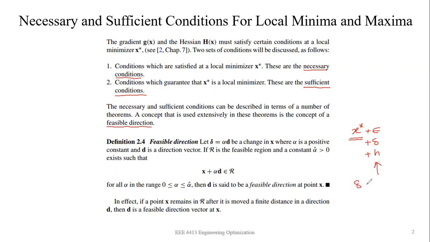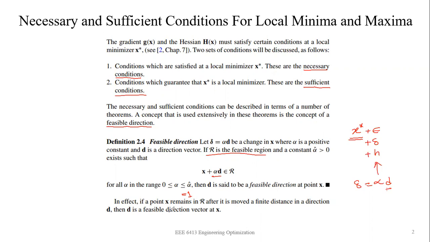Here, this epsilon, delta or H is replaced by a direction and a magnitude. So delta is replaced by alpha D, where D is a feasible direction. That small perturbation has to be within the feasible region R, and it is given by a directional variable. So it is a directional perturbation, where alpha is bounded between 0 and alpha hat. Since we are interested in a small step, we generally take it as 1.